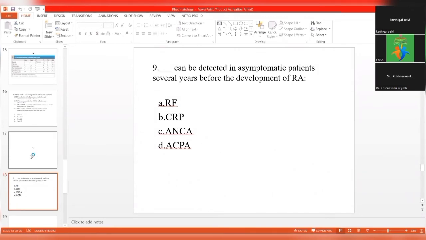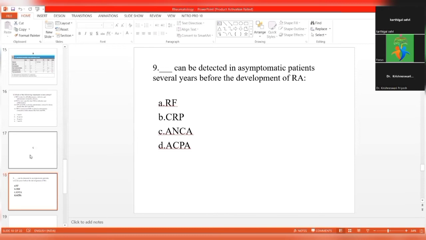So, Dash can be detected in asymptomatic patients several years before the development of RA. The question says, which is the most sensitive test where RA can be diagnosed? Sensitivity means true positives, is it not? So Dash can be detected in asymptomatic patients.